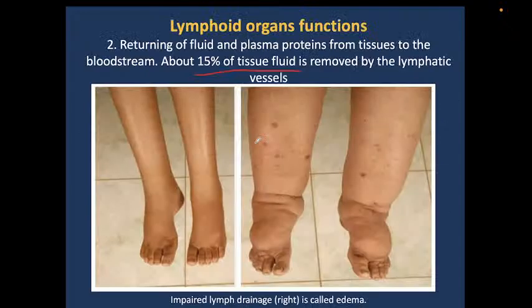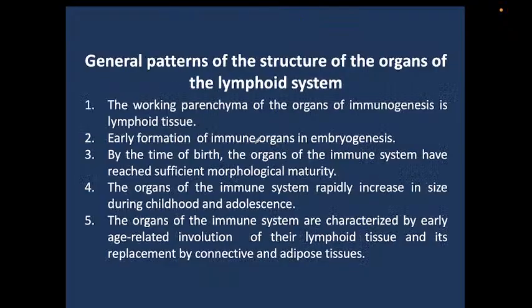Here you see the next slides, the general patterns of the structure of the organs of the lymphoid system. These are some characteristics or typical features for these lymphoid organs. First, the working parenchyma of the organs of immunogenesis is lymphoid tissue. It means that all lymphoid organs have lymphoid tissue in their structure.